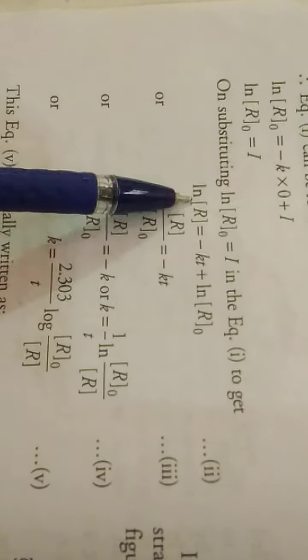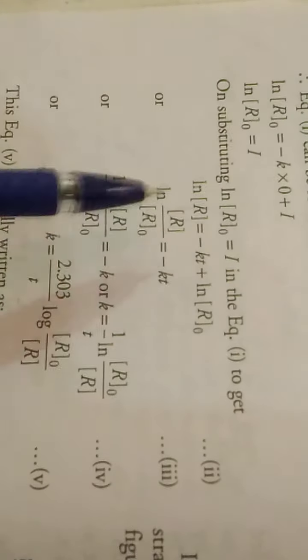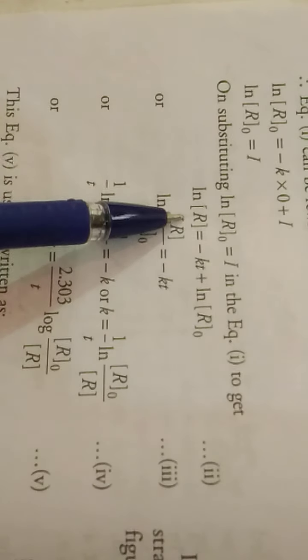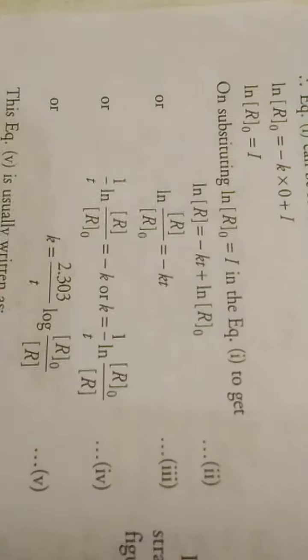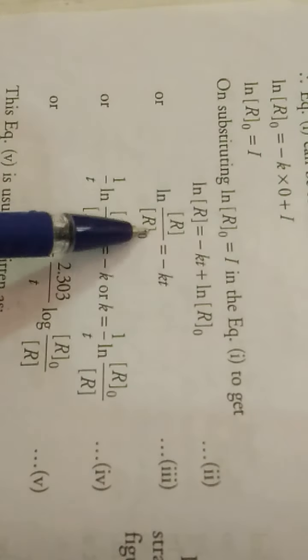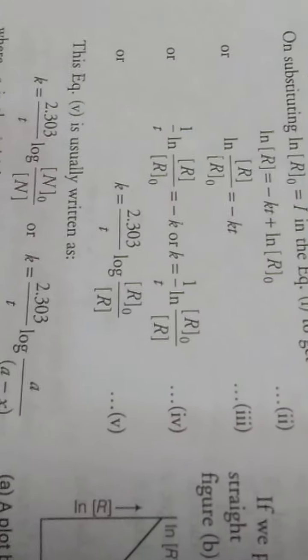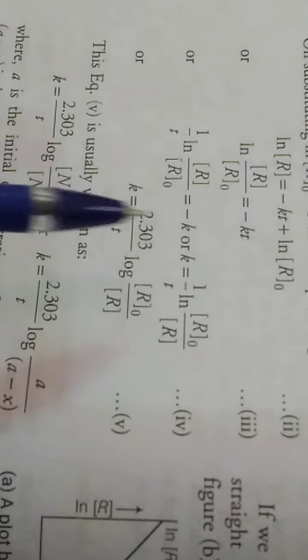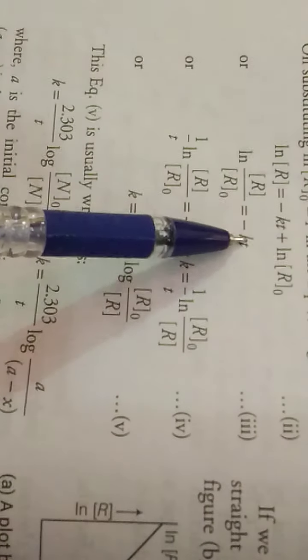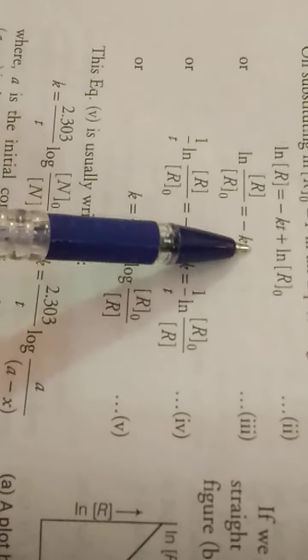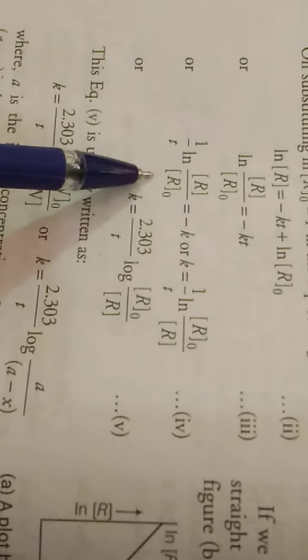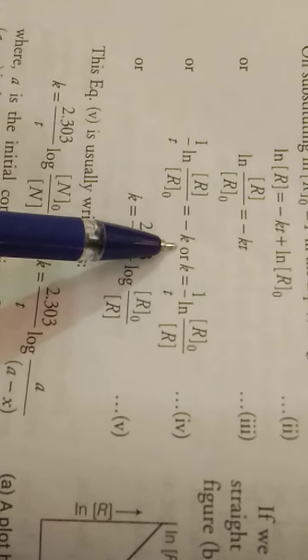So whenever it is minus, it is divided, children. So ln R upon R0. Whenever it is minus, it is divided. So ln R upon R0 is equal to minus Kt. Okay, so this is what we got. Now we'll take time to that side, so it will be 1 upon time, ln R upon R0 is equal to minus K.